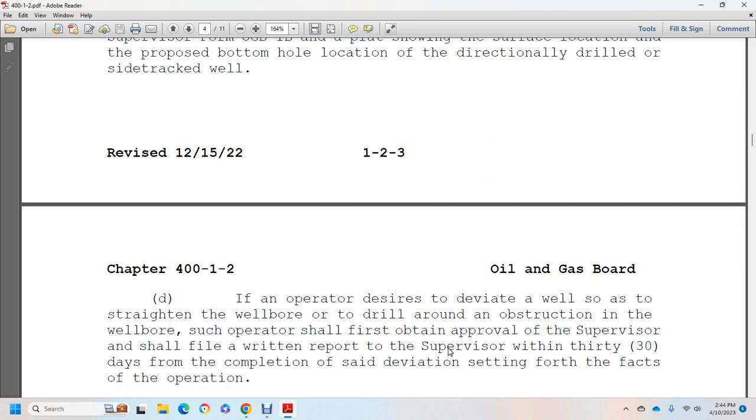If the operator drives to alleviate a well, such as straightening the well bore or drilling around an obstruction in the well bore, the operator, first with approval of the supervisor, shall file a written report with the supervisor within 30 days from the completion of the deviation, setting forth the facts of the operation.